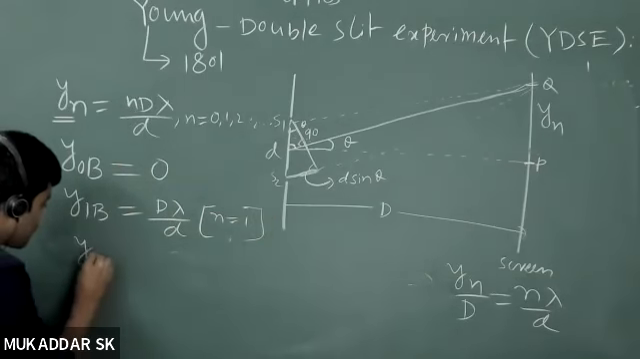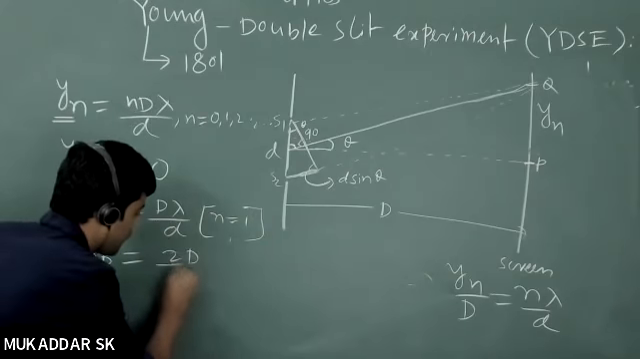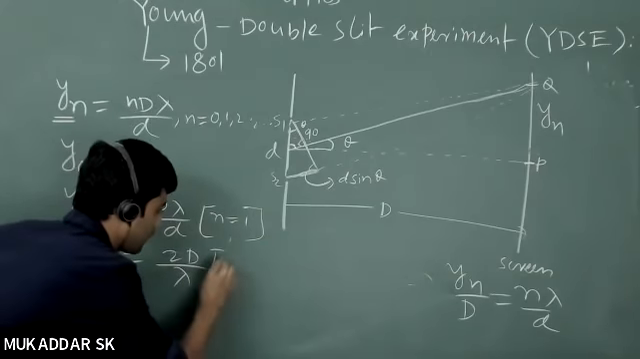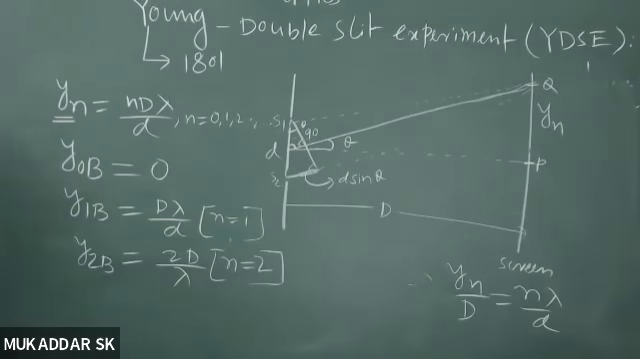Similarly, you can calculate the position of the second bright. That will be how much? 2D lambda by d. Here, in place of small n, I have substituted n equals 2. Right? Is it clear?